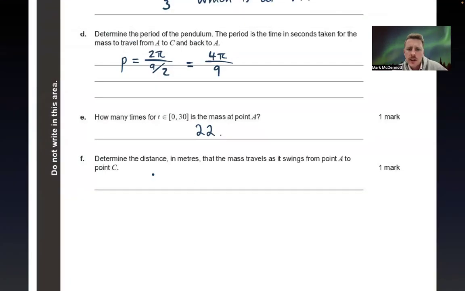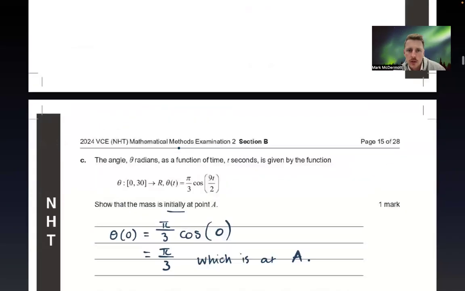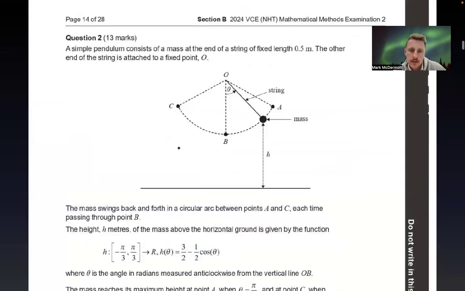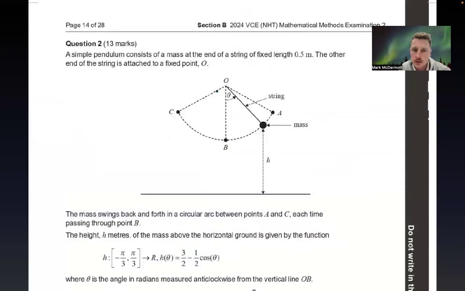Okay, determine the distance in meters that the mass travels as it swings from point A to point C. I was stumped on this the first time I did it, and I don't know why. It's actually not that difficult, I don't think, but you have to sort of pick up that, remember, we're on a circle here, and this has a radius of 1.5 meters. And this angle here, just for simplicity's sake, is 60 degrees, and then this is 60 degrees, right? So we're subtending 120 degrees across this arc.